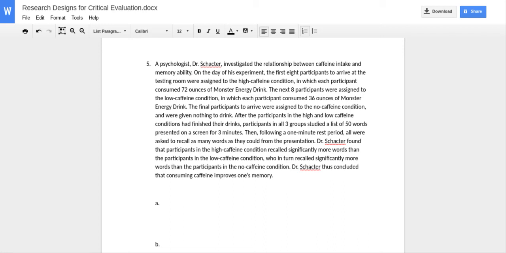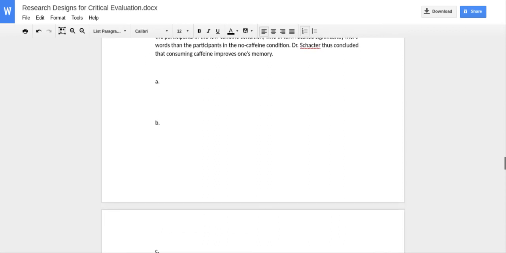Dr. Schachter found that the participants in the high caffeine condition recalled significantly more words than those in the low caffeine condition, who in turn recalled significantly more words than those in the no caffeine condition. Then, based on this, Dr. Schachter concluded that consuming caffeine seems to improve one's memory.